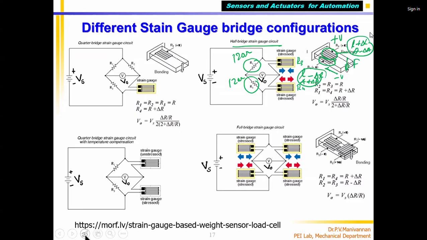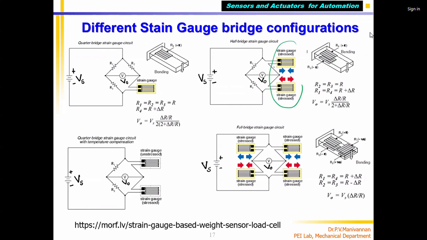Now these 2 resistors are connected in this arm. Please see that this is very important. You cannot connect this strain gauge here. Correct? You have to connect in a specific form only. So one is going under stress, correct? This is compressive stress. This is tensile stress.